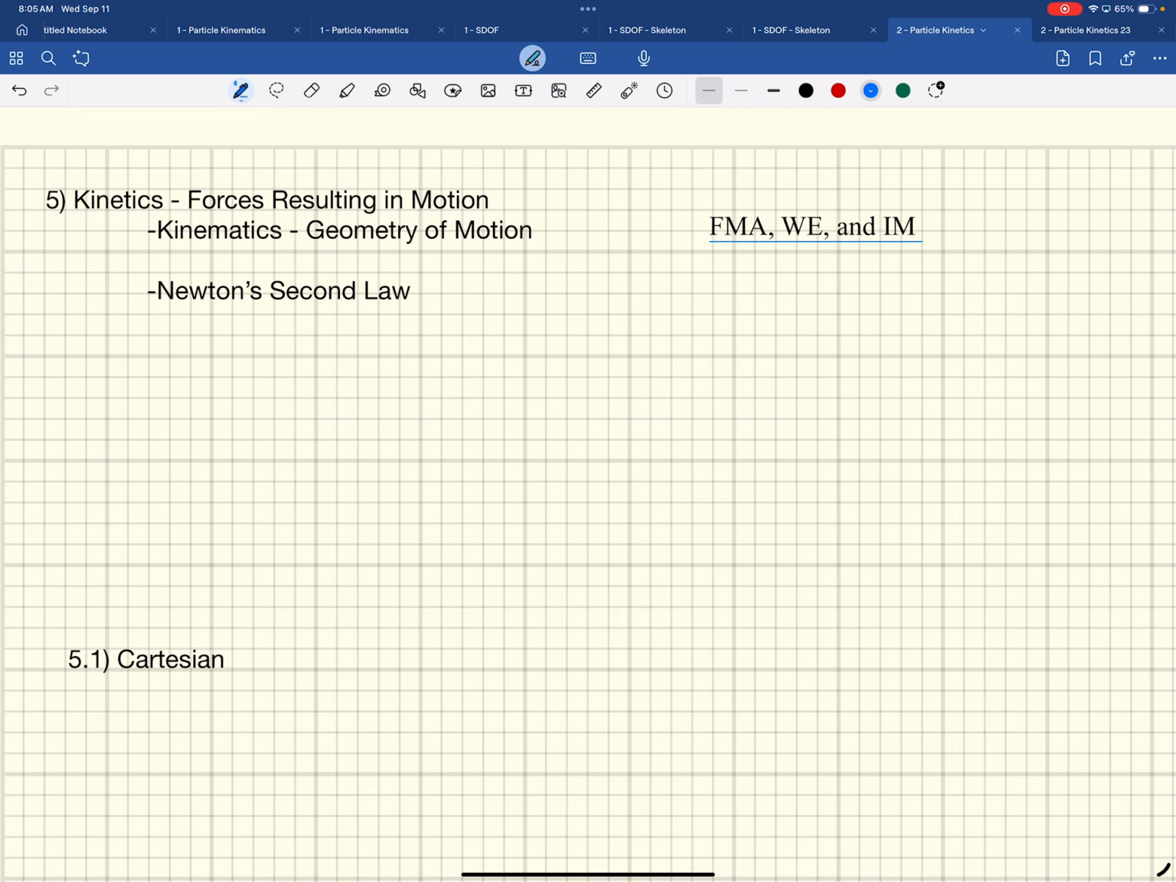Then we're going to go on and do work energy problems. Certain problems there are going to be way easier to solve with work energy. And then impulse momentum is going to be used when there are collisions, if we ever have any collisions. There's some pretty cool stuff that comes from that. Okay, so first one we're going to do is Newton's second law, the FMA, and then we're going to do Cartesian coordinates. Okay, so let's dive into that.